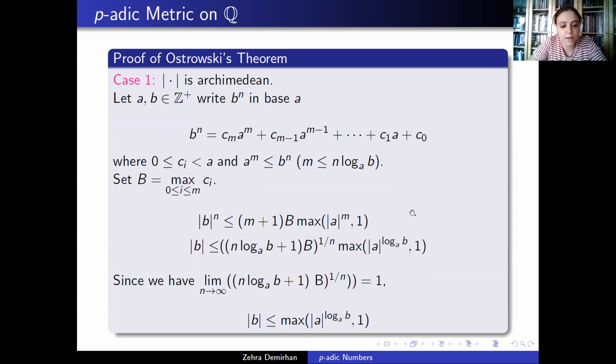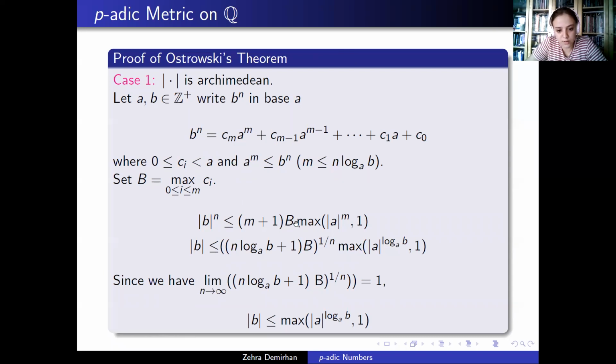So let a and b be two positive integers, and let's write b^n in base a as the following here. Of course, where c_i is between a and 0, and a^m is less than or equal to b^n. Now, let's set capital B as the maximum of these c_i's. And if we consider the norm of both sides, and the greatest possible value such that the right-hand side can take, we can get this inequality easily. Why is this inequality true?